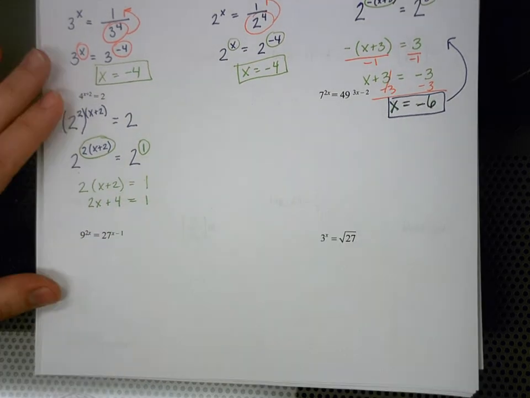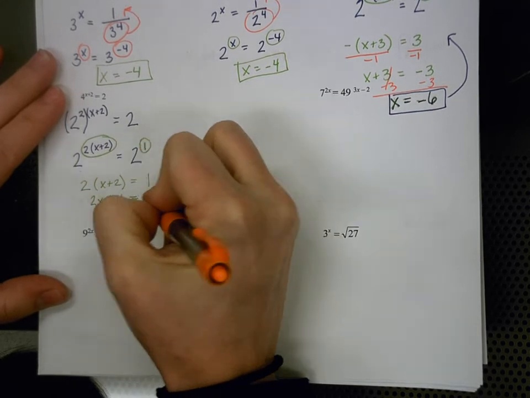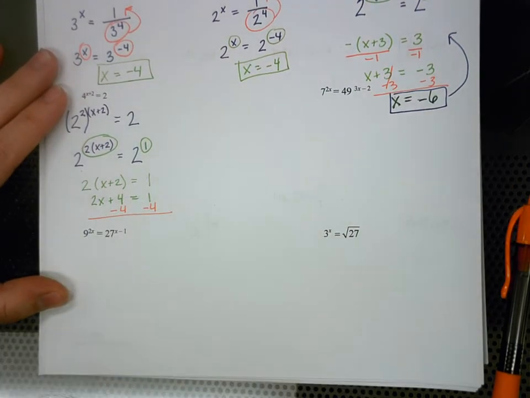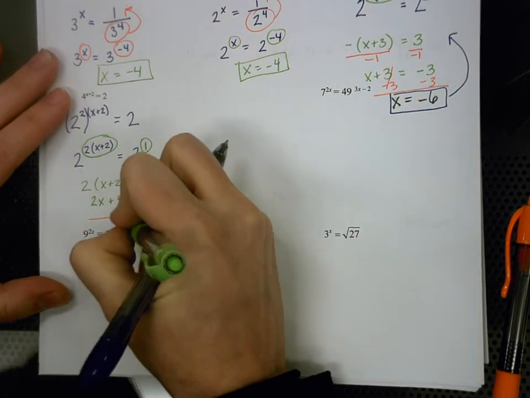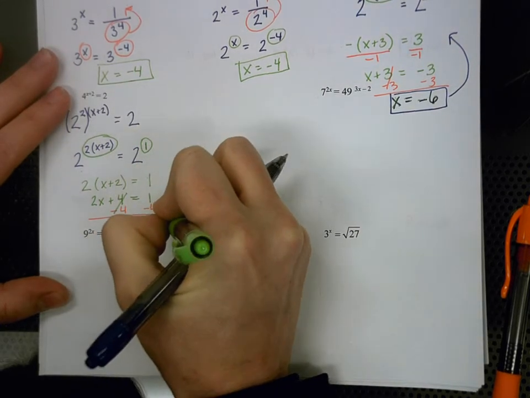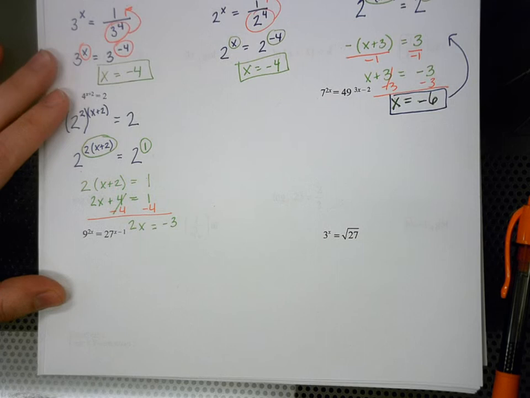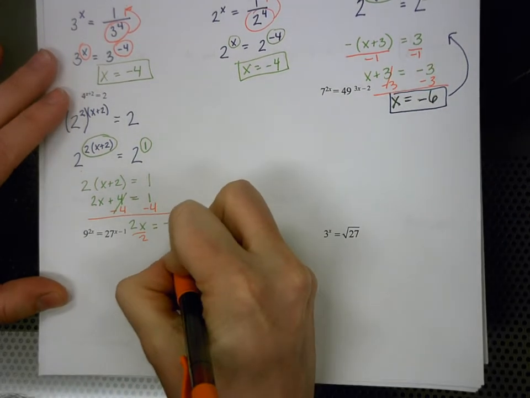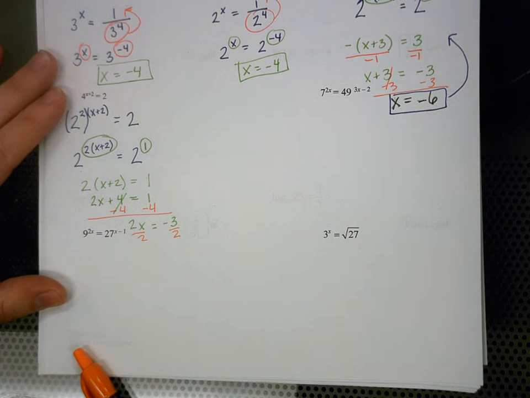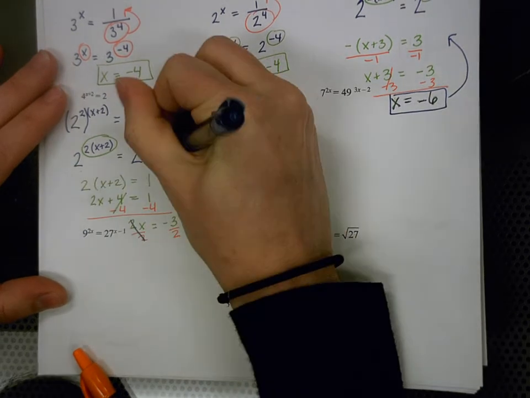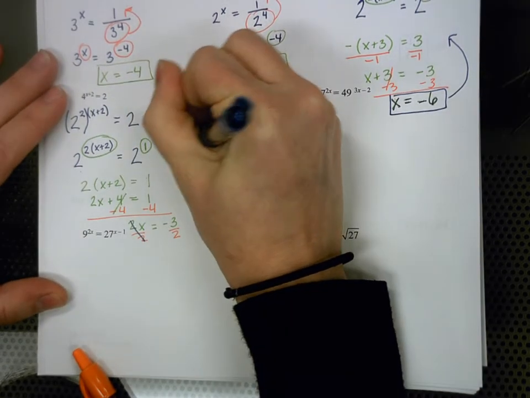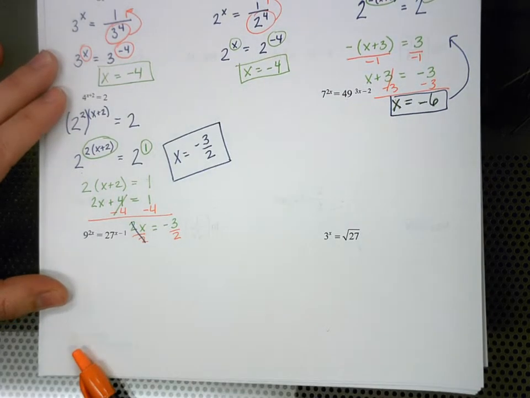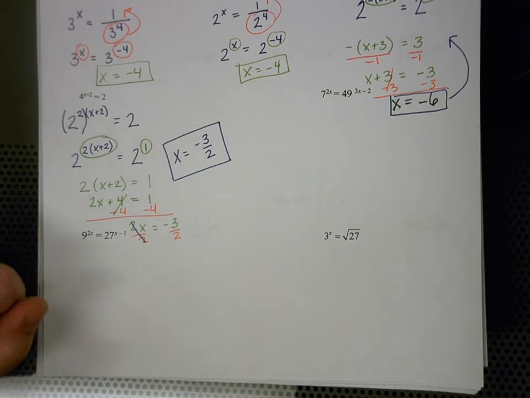Then we're going to solve for x. So we're going to subtract 4. So 2x equals negative 3. And last, we're going to divide by 2. So then we get x equals negative 3 over 2. And yes, you can have fractions as answers.